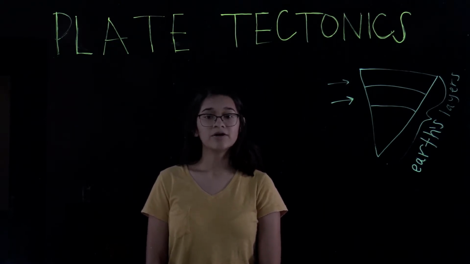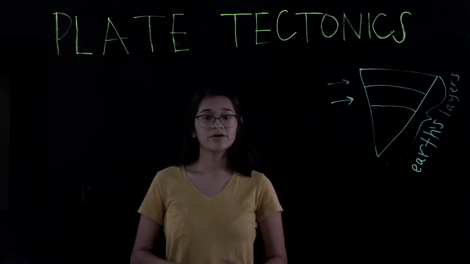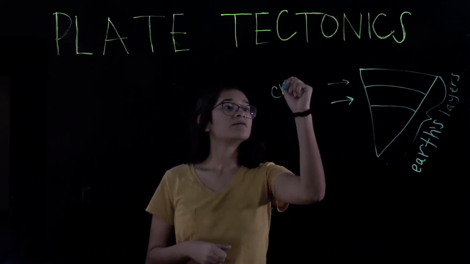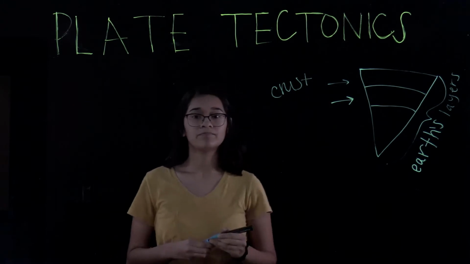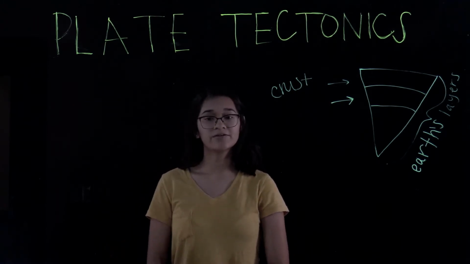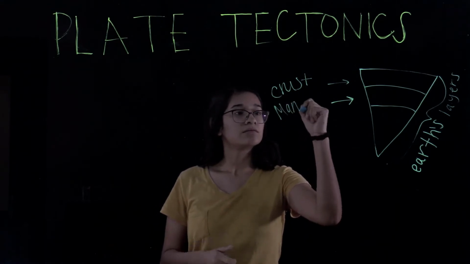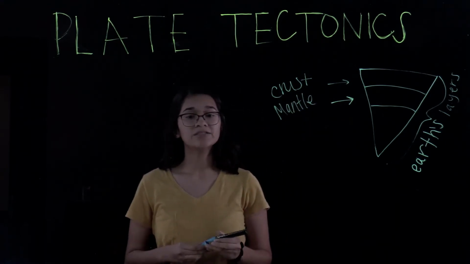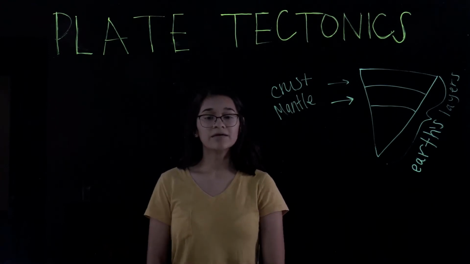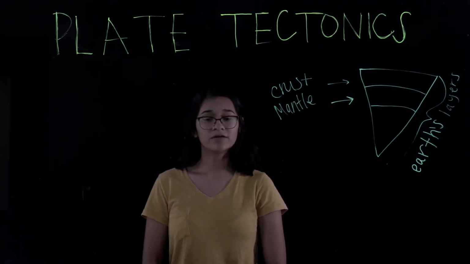Let's begin. The Earth is divided into layers. The crust is the Earth's first layer. And tectonic plates are pieces of the divided crust. Earth's second layer is the mantle. The mantle is hot, liquid, moving magma. The magma allows the tectonic plates to move and drift on the surface.